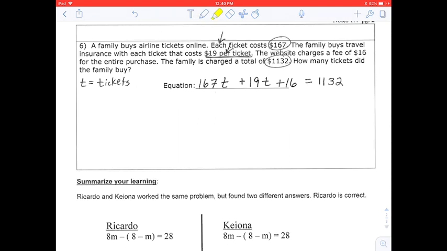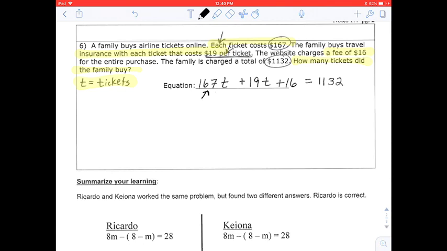So here I'm seeing a few things. I'm seeing that we've decided that we're going to use T to stand in for the number of tickets. So that T is going to actually answer our question. How many tickets did the family buy? One ticket by itself was $167. So that means we needed to multiply 167 times the number of tickets. The insurance for each ticket also costs $19. So we're going to need to do 19 times the number of tickets. And the site charges a fee of $16. That does not say per ticket, so we're going to assume it's just one fee for the whole family.